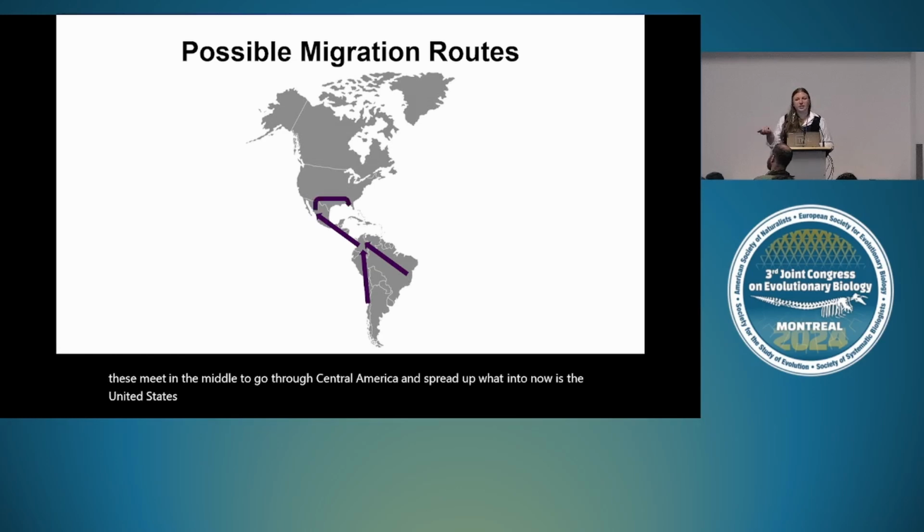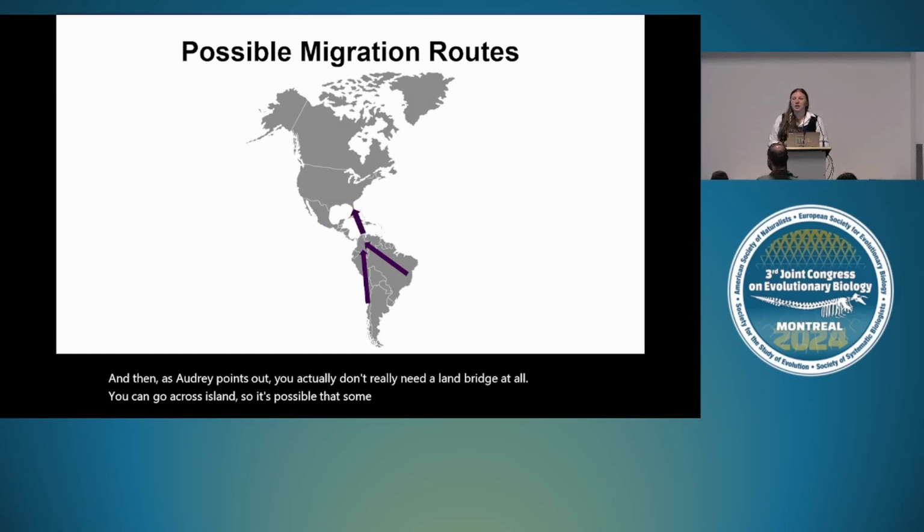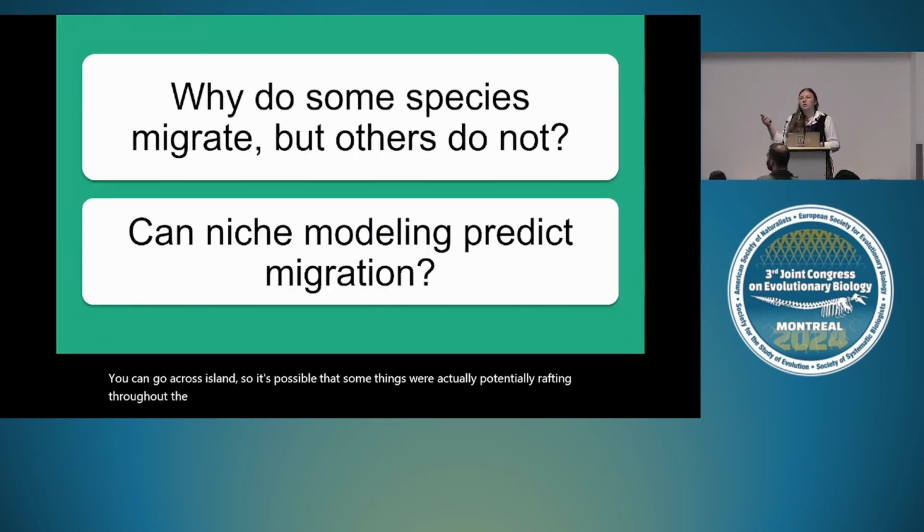Alternatively, you could stick to what's known as the Gulf Coast corridor. And then, as Audrey points out, you actually don't really need a land bridge at all. You can go across islands, so it's possible that some things were potentially rafting throughout the Caribbean. So we get this differential migration. Can we predict this with niche modeling, which is what I'm going to be talking about today?